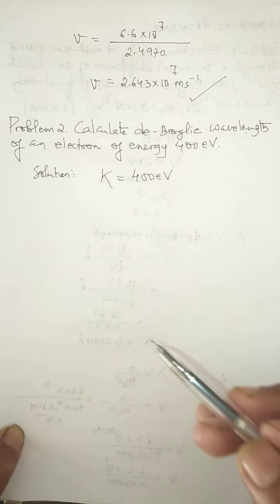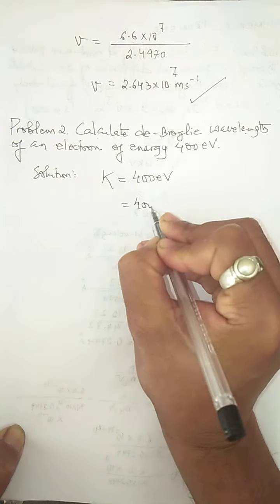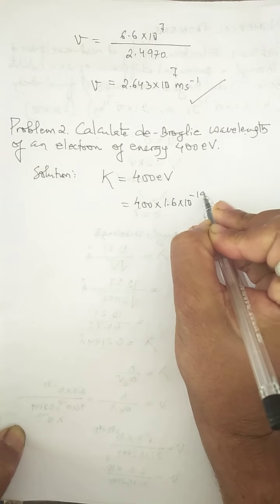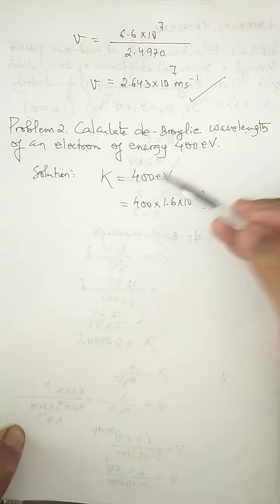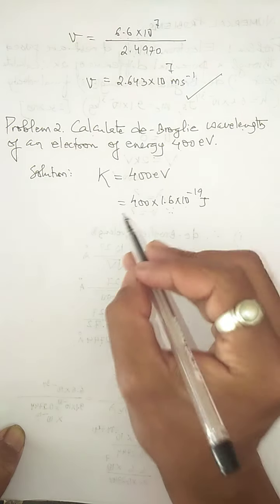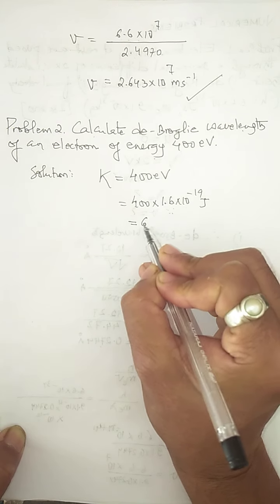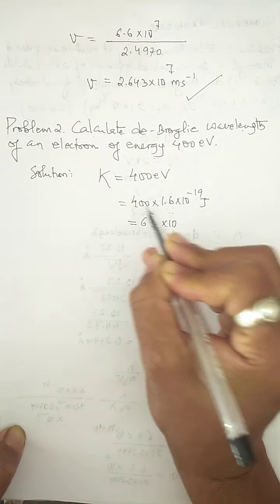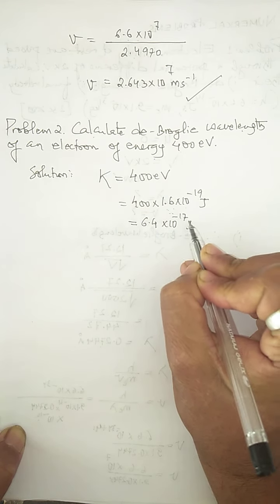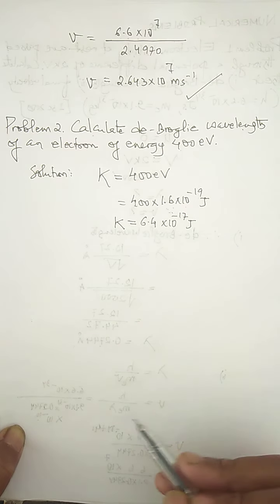But to calculate the de Broglie wavelength, I first convert this electron volt into joule. And there is a relation, children: 1 electron volt equals 1.6 into 10 to the power minus 19 joule. So to convert electron volt to joule, what do we need to do? You have to multiply by 1.6 into 10 to the power minus 19 joule. So if you multiply, 4 into 1.6 means 6.4 into 10 power, now this 400 means 10 power 2, 2 minus 19 means minus 17 joule. So K equals 6.4 into 10 to the power minus 17 joule.